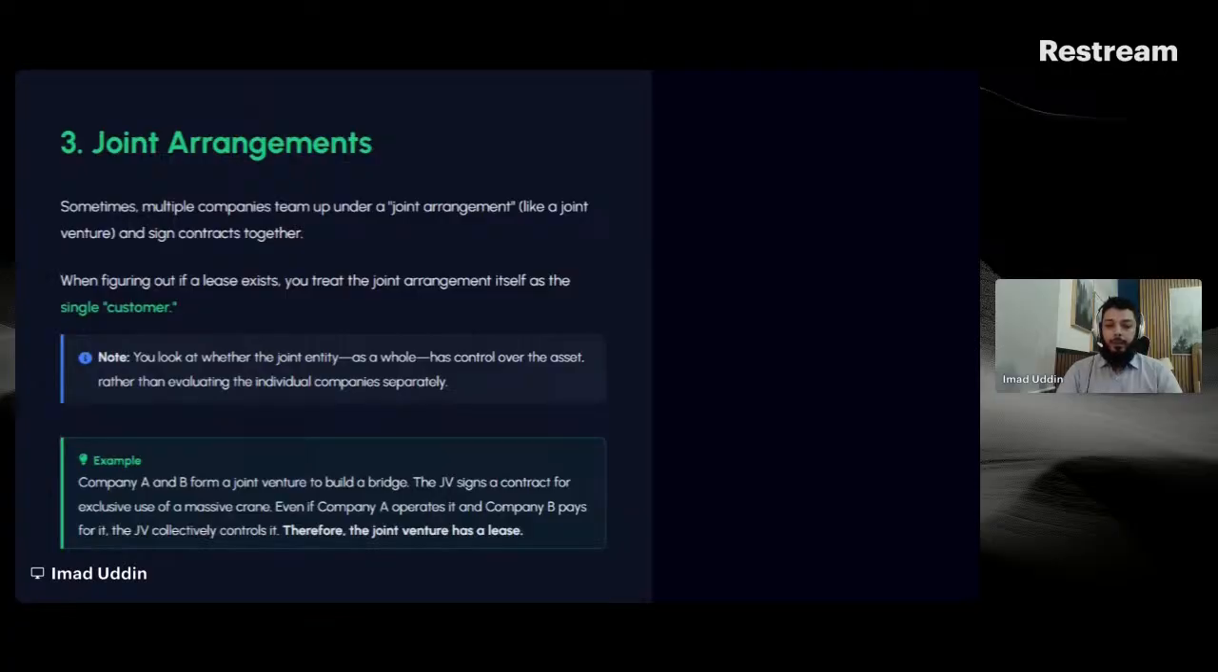So company A and company B form a joint venture to build a bridge. The JV signs a contract for exclusive use of a massive crane. So the JV includes both company A and company B, and they have jointly signed the contract to use a massive crane. Now, even if company A operates it and company B pays for it, it doesn't matter, because the joint entity has signed it, and the JV collectively controls the crane, and therefore the joint venture has a lease.